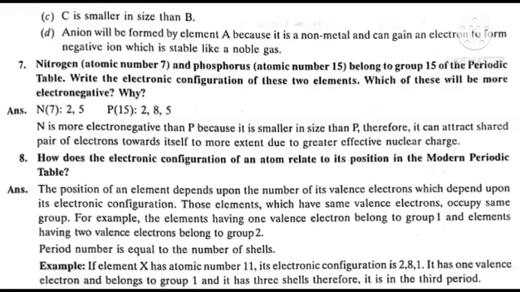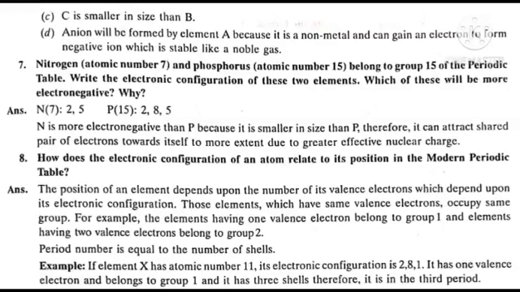Question number 8. How does the electronic configuration of an atom relate to its position in the modern periodic table? Answer. The position of an element depends upon the number of its valence electrons, which depend upon its electronic configuration. Those elements which have same valence electrons occupy same group. For example, the elements having 1 valence electron belong to group 1 and the elements having 2 valence electrons belong to group 2. Period number is equal to the number of shells.